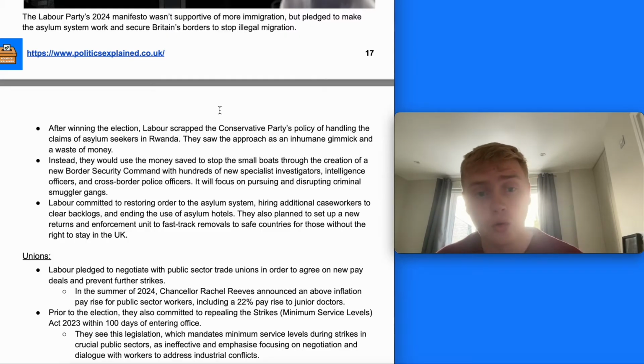Labour committed to restoring order to the asylum system, hiring additional caseworkers to clear backlogs and ending the use of asylum hotels. They also plan to set up a new returns and enforcement unit to fast-track removals to safe countries for those without the right to stay.